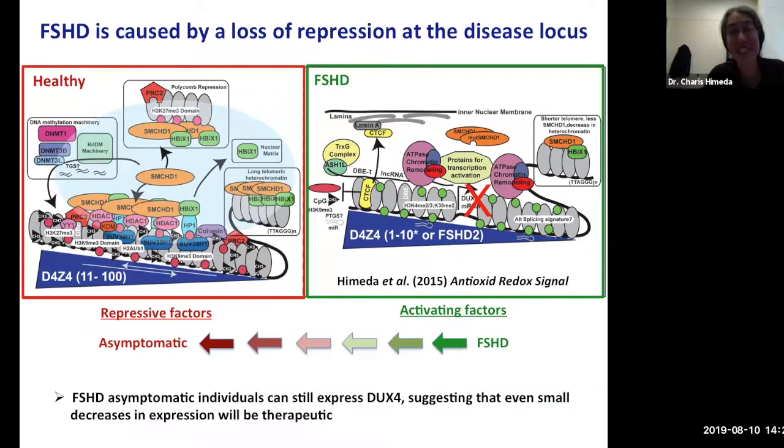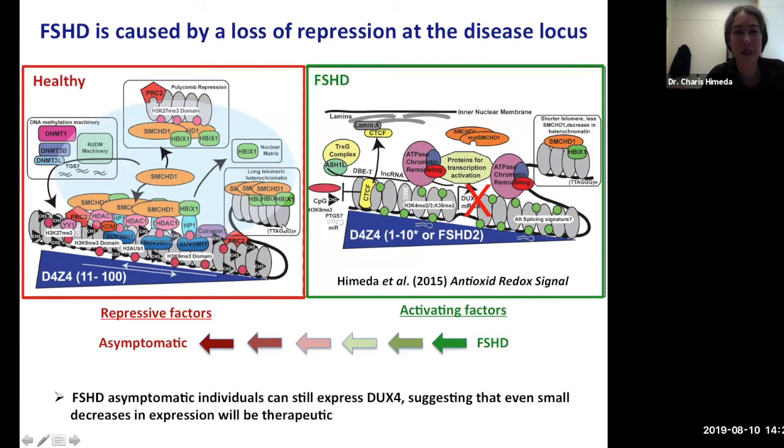Yeah, we really don't. The best I can say is that the fact that these asymptomatic individuals do have detectable DUX4 expression tells us that a little bit is okay. It's not going to be a problem. But of course they have less than their manifesting relatives. So that really gives us hope that we don't have to completely knock down, just as Duchenne patients don't have to recover full dystrophin expression, hopefully FSHD patients won't have to completely obliterate DUX4 expression.